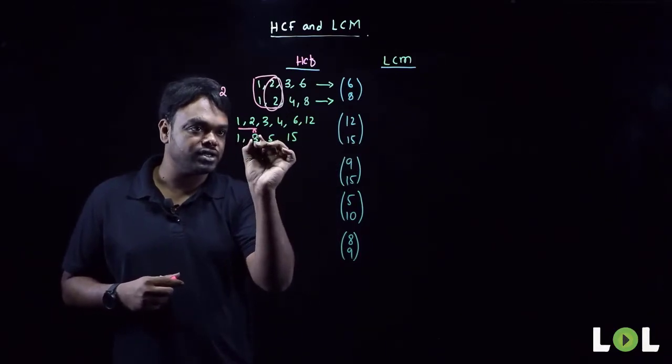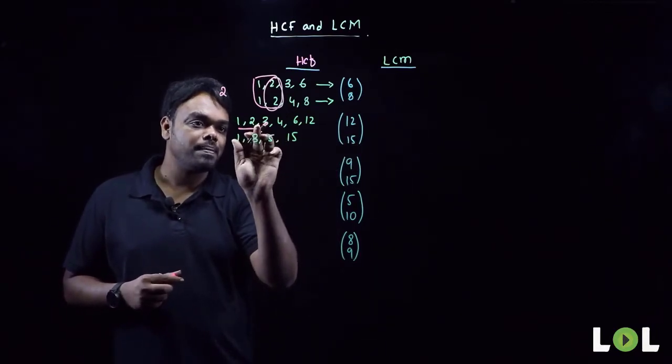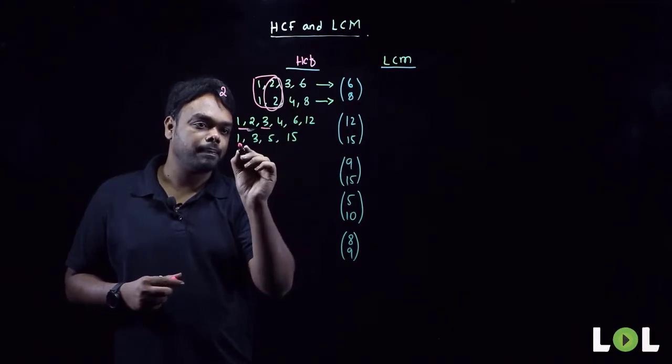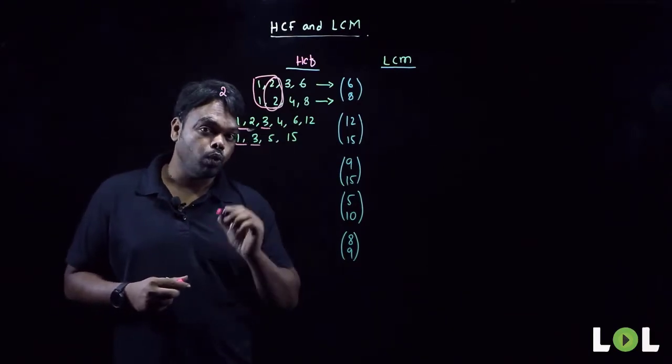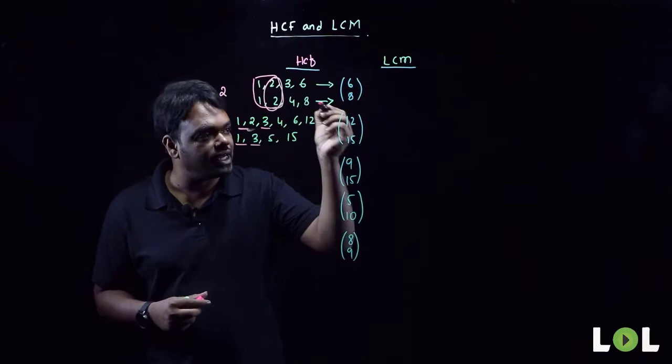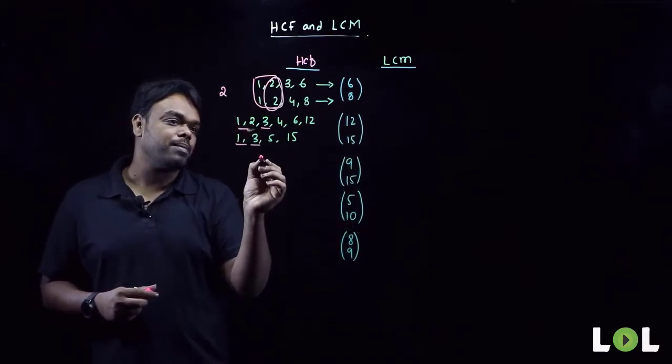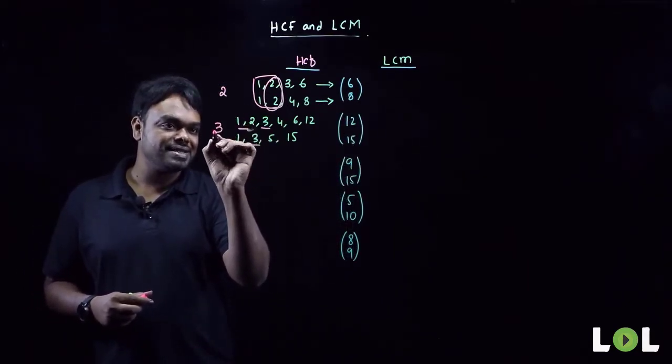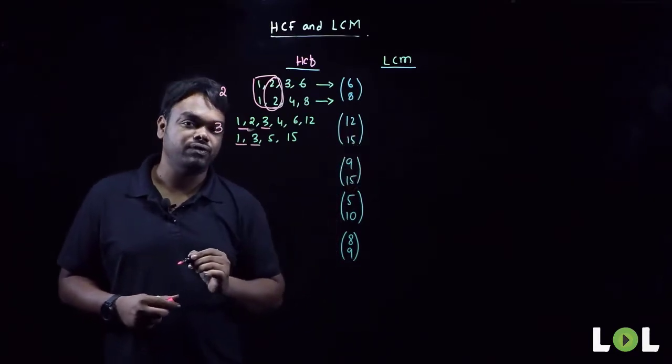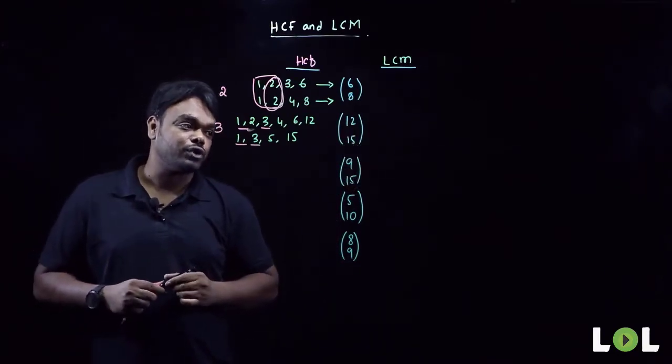Common factors are those which can divide both the numbers. Which are the common factors? We have 1 and we have 3. Agree? 1 and 3 both are the common factors because both can divide 12 and 15. Now which is the highest one among them? 3. So 3 is the highest number that can divide 12 and 15. So 3 is HCF of 12 and 15.